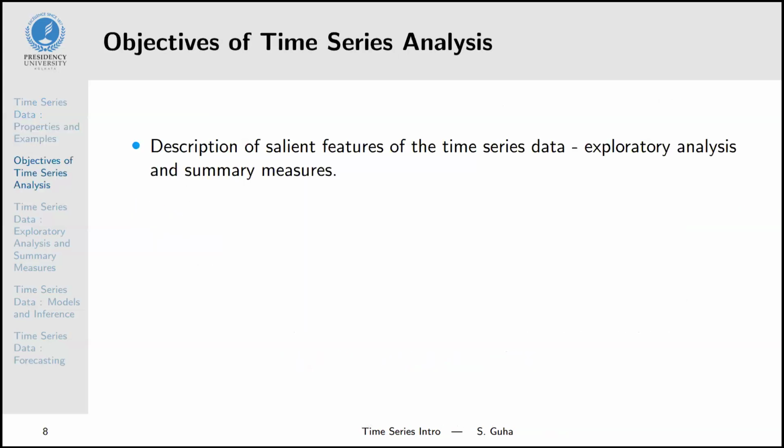So now let us go into what are the basic objectives of time series analysis. The first objective of time series analysis is to describe the salient features of the time series data through exploratory analysis and summary measures. That means in a conventional kind of data set, we often report the mean and the standard deviation, which describe what is the center of the data, and how spread out the data set is around that center.